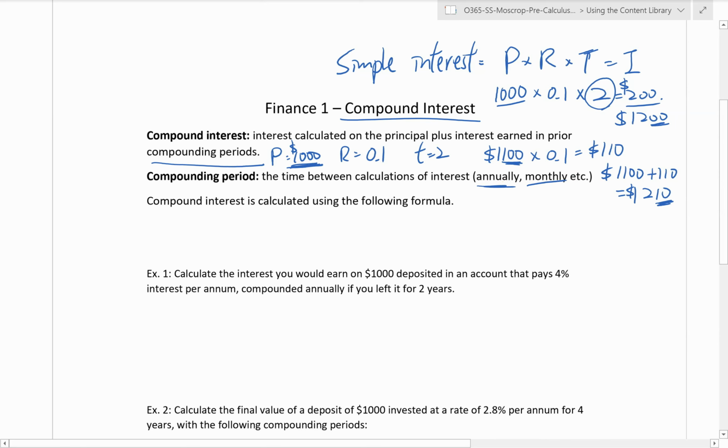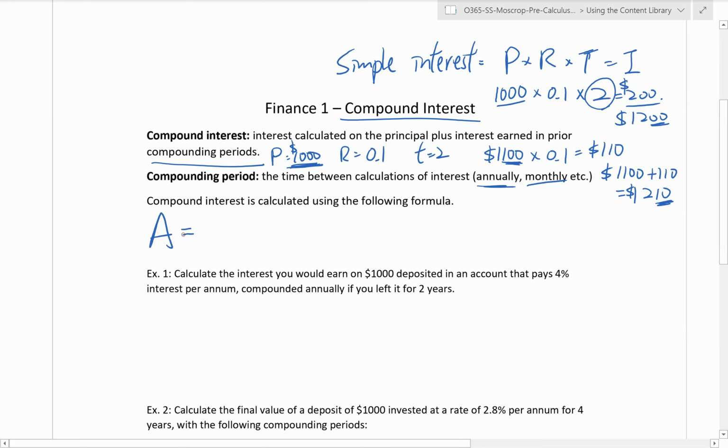Now you don't want to do this every single time, especially when the time is like 5 years, because then it is quite a bit of steps. It's quite tedious. So there's a formula for calculating compound interest. So here is the formula. A is the amount at the end, not the interest. That's the final amount, your total amount.